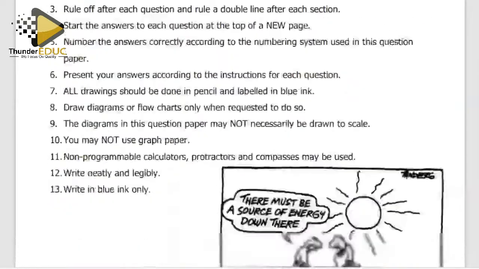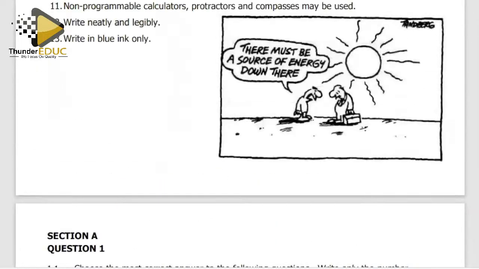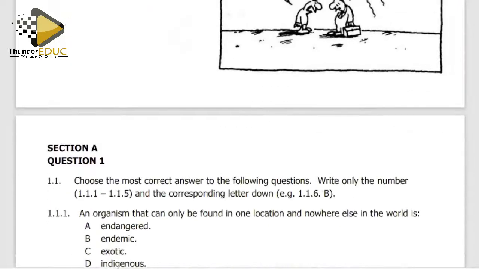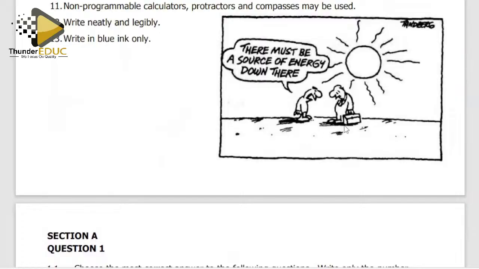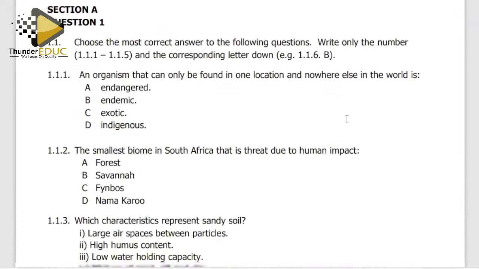The first question is saying that there must be a source of energy down there. Obviously, source of energy, money. An organism that can only be found in a location nowhere else in the world is regarded as what? Endangered? Nope. Endemic? Exotic? No. Indigenous? Nope.